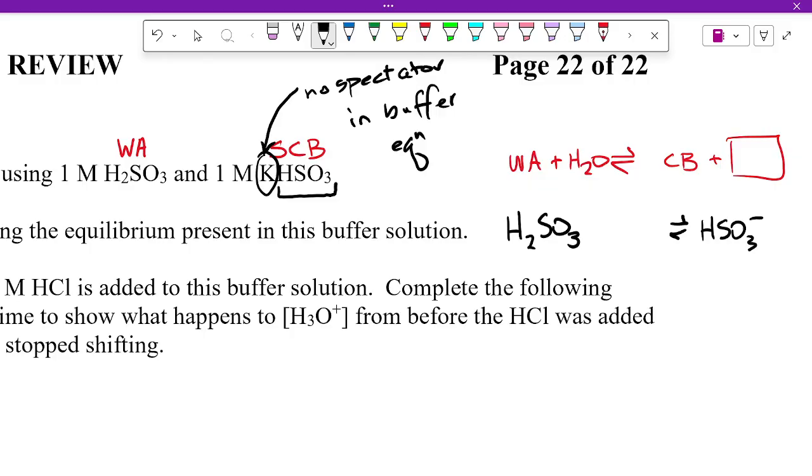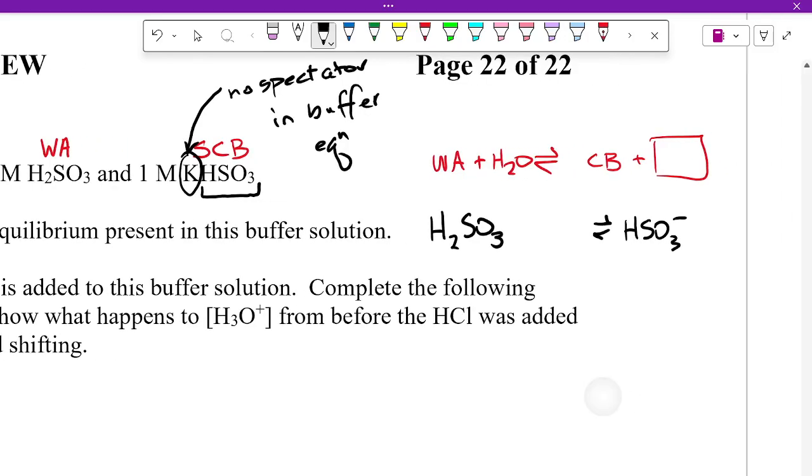And then who's the other reactant on the reactants side? Water. And it should be pretty obvious that the other product is going to be H3O plus. Okay?